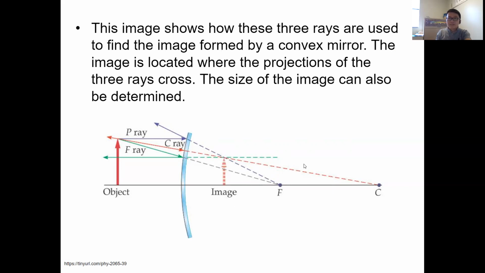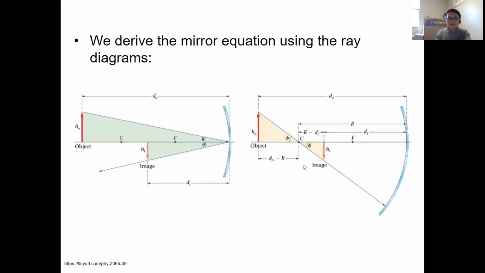So let's now take a look at the relationship between the distance of the object to the mirror and the distance of the image to the mirror. We'll also look at the relationship between the size of the image compared to the size of the object, which is denoted as the height of the object and the height of the image, HO and HI. DO is the distance from the object to the mirror, DI is the distance from the image to the mirror.